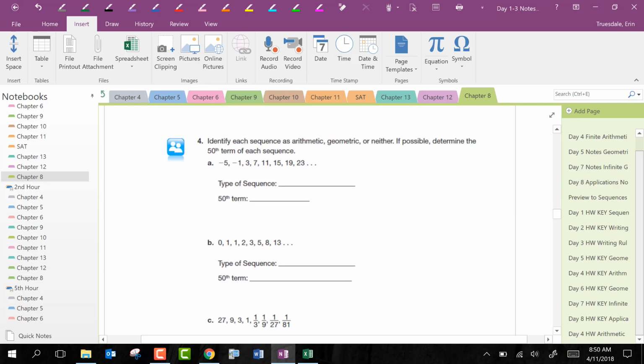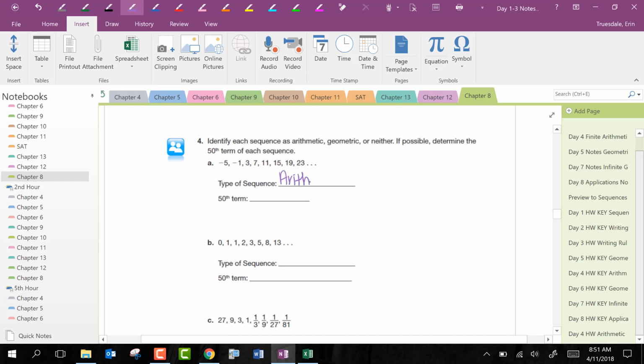Okay, so on the next page, it says identify each sequence as arithmetic, geometric, or neither. If possible, determine the 50th term in each sequence. Okay, so in this first sequence, look at it a little bit. See if you can figure out, is it arithmetic or geometric? What do we think? It's arithmetic.